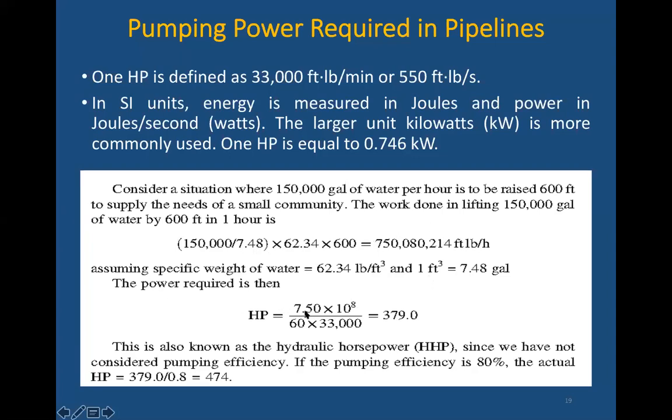Once you get the work done, you divide by the horsepower constant, and also by minutes, changing from hour to minute, and you get the horsepower. But this is known as the hydraulic horsepower, since we have not considered the pumping efficiency. If we know the pumping efficiency, then the actual horsepower will be 379 divided by 0.8. Based on these things, we can do some numericals. You have to calculate the horsepower and the pumping efficiency, and based on these, you can calculate the actual horsepower required to lift a fluid up to a certain level.